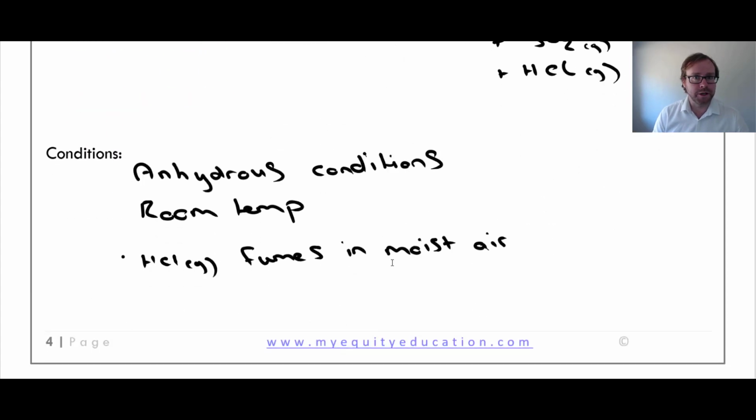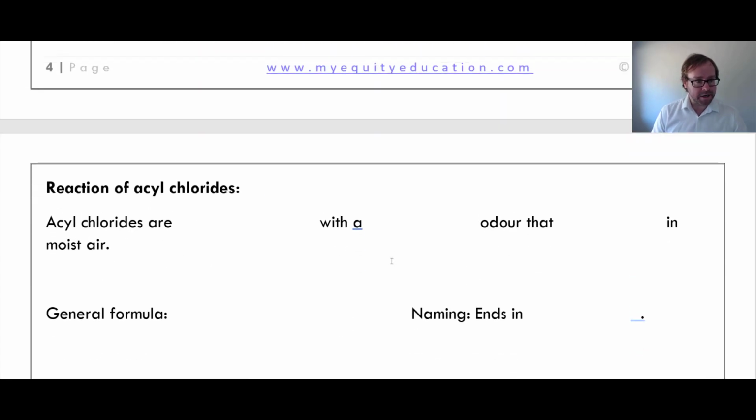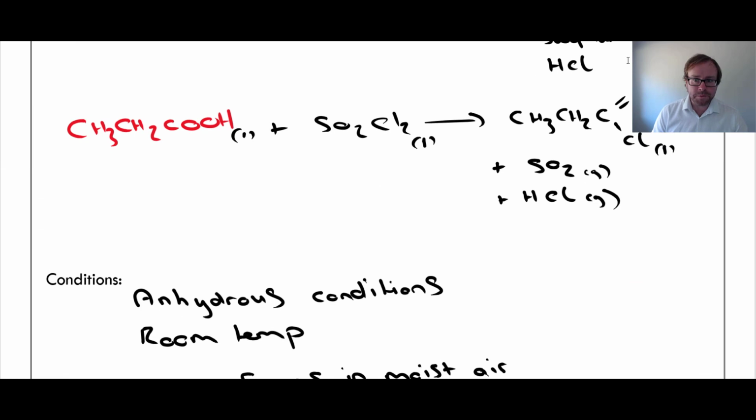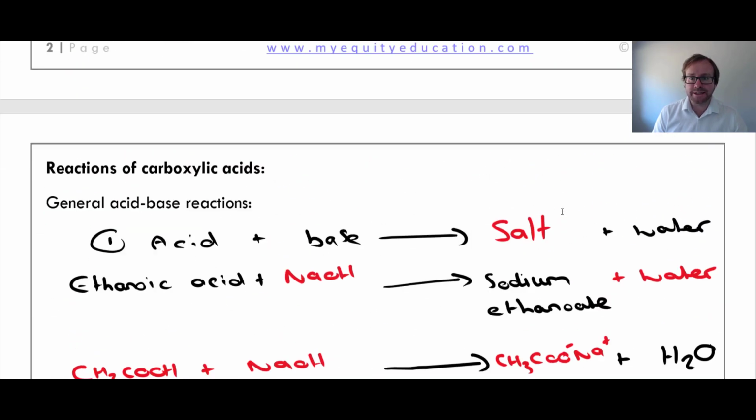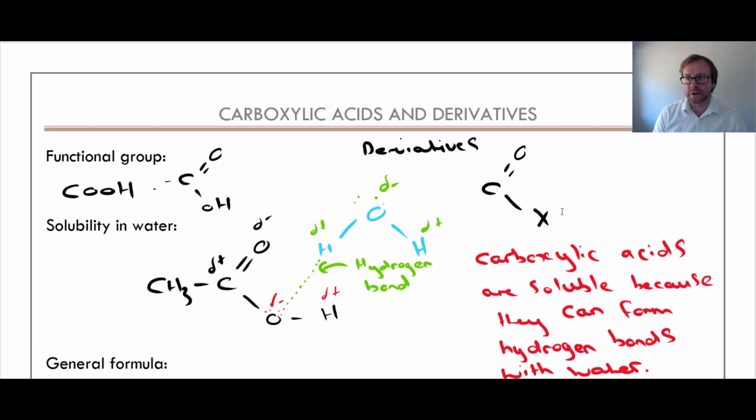Okay, so moving on. Right, so we form these acyl chlorides. So these are derivatives of carboxylic acids. As we said, if we go all the way to the top, the C double bond O X, so we've replaced the OH with a Cl.